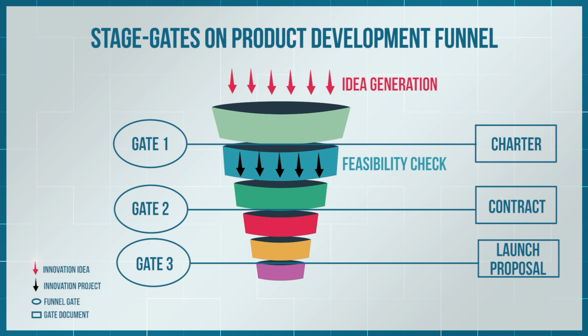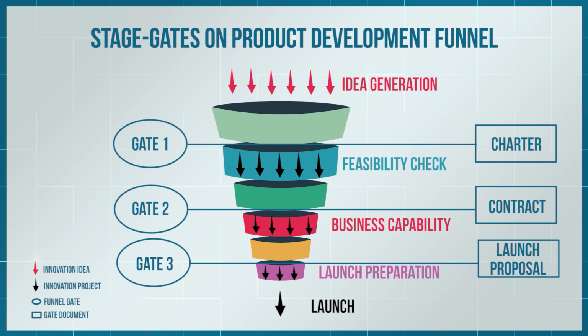Okay, so you see that only the 5 ideas which seem to be actually worth following went to gate 2, and that's where the feasibility check happened. And out of that feasibility check, only 4 ideas went through to the next stage, where they looked at business capability. And out of those 4 ideas, actually 3 went into product launch preparation, and finally one of them was launched, but it's possible that the other 2 will get launched at a later stage.